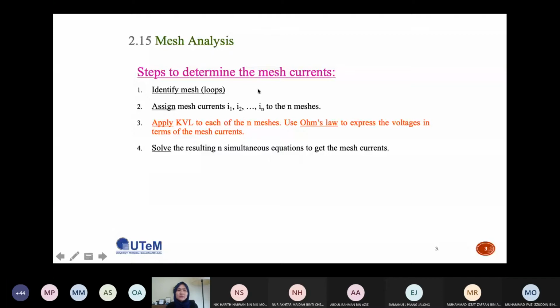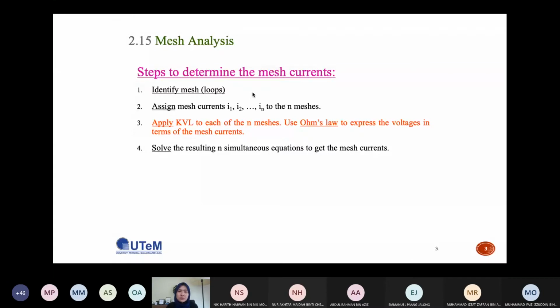The first step is to identify the meshes. You must identify how many meshes or loops are in the circuit. After you identify the meshes, you need to assign the mesh currents. If you have 3 meshes, you will have 3 currents, I1, I2, and I3. If you have 4 meshes, you need 4 currents, I1, I2, I3, and also I4.